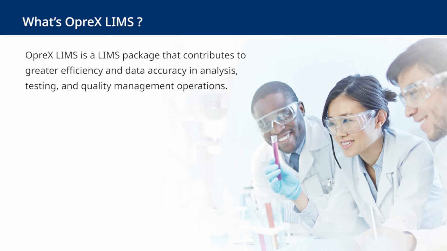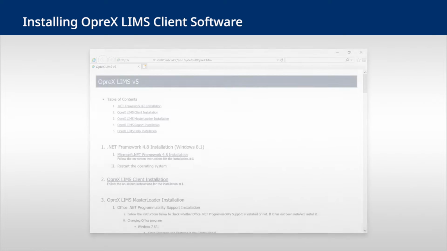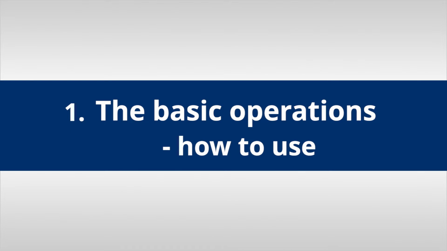OpreX LIMS is a LIMS package that contributes to greater efficiency and data accuracy in analysis, testing, and quality management operations. It has the following features. The client software is installed by downloading to a computer from the site hosted on the OpreX LIMS server. The basic operations, how to use.